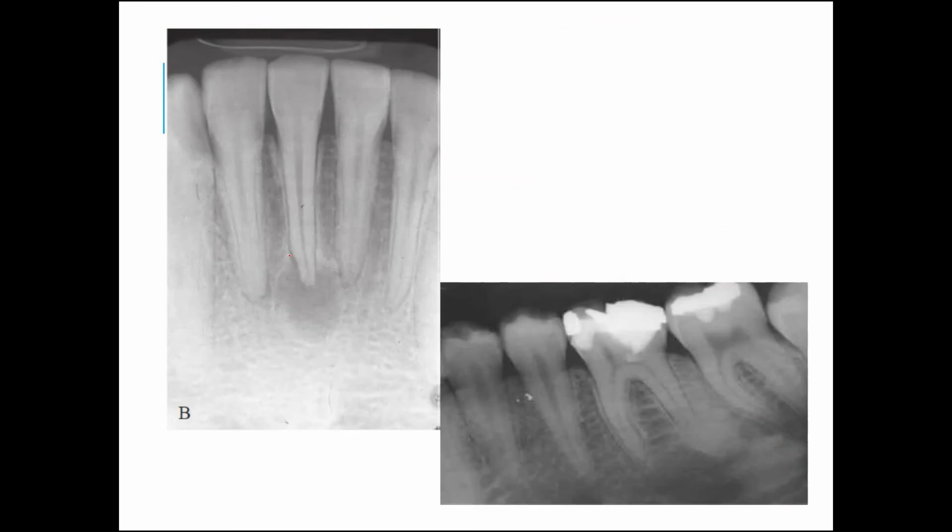Here you can see radiolucency with a thin sclerotic radio-opaque border suggestive of a cyst, and here you can see radio-opacity suggestive of condensing osteitis.